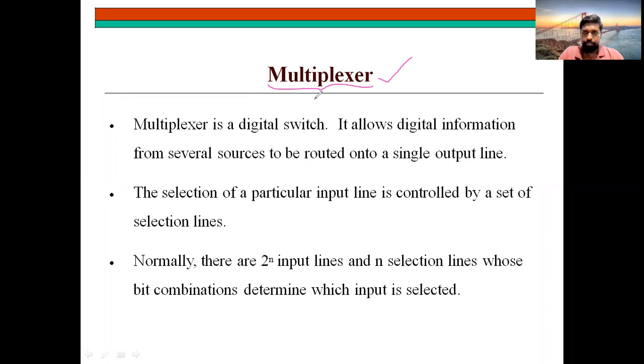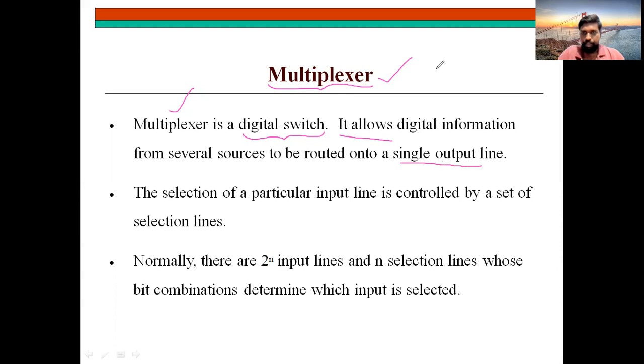This particular circuit is mainly used in the case of switching mechanisms. That means, whenever you want to use a digital switch, then you can select this particular circuit in the place of a digital switch. Why? Because this multiplexer is a circuit which performs the switching mechanism among the inputs we are going to supply. Okay, this allows the digital information from several sources to be routed into a single output line.